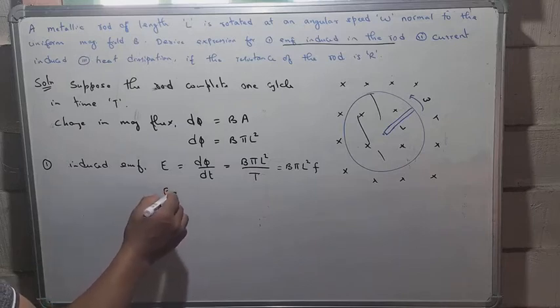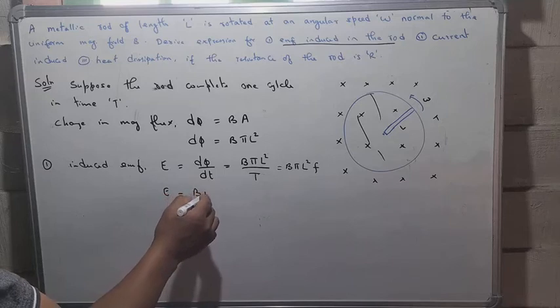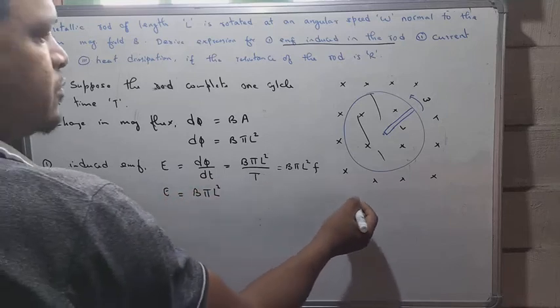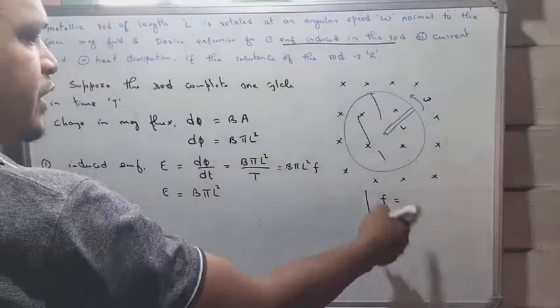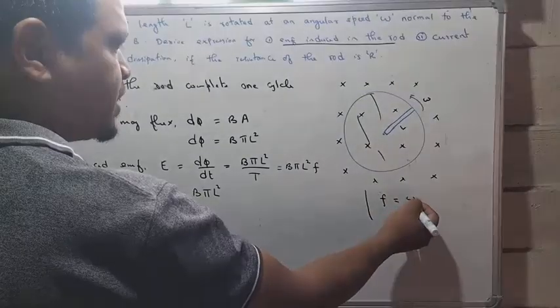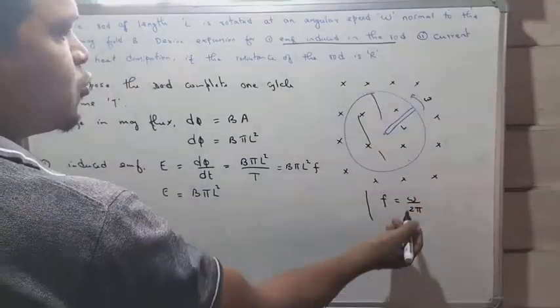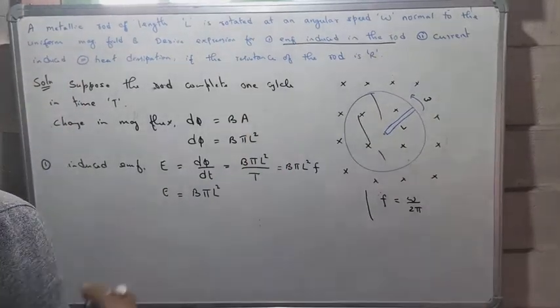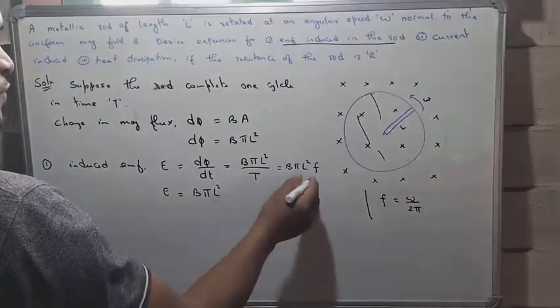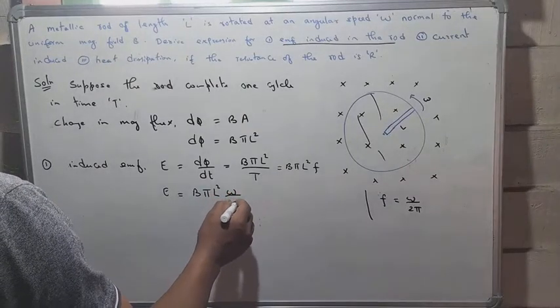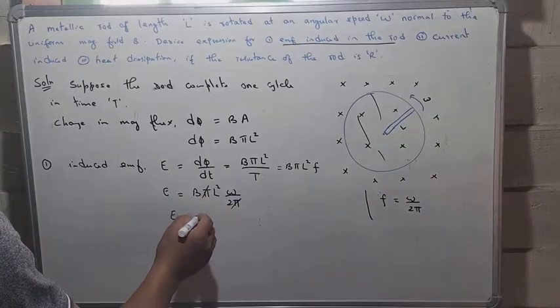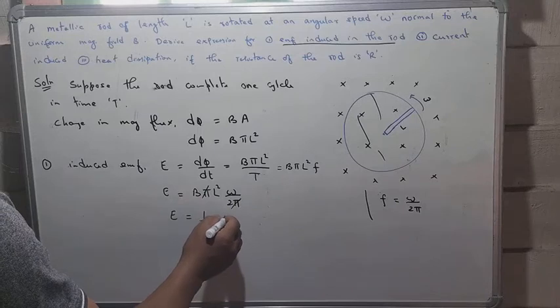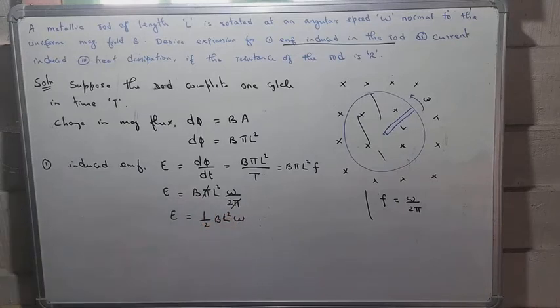Also, I can write this E is equal to B pi L square F. Now this F is the linear frequency; if you write it in terms of angular, it is omega upon 2 pi. Omega here is the angular frequency, or we can say the angular speed. So instead of F, we will write omega upon 2 pi. So pi up, pi down cancel. So E is equal to how much? Half B L square omega. So this is the EMF which is induced in the rod.